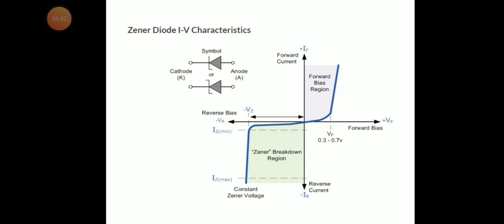If we increase the voltage, the voltage drop in forward bias is only 0.3 for germanium and 0.7 for silicon. In the forward bias there is no control of the voltage. After 0.3 or 0.7 it only conducts. We can't change this 0.3 value or 0.7 value. That is not possible in forward bias, but it is possible in the reverse bias.